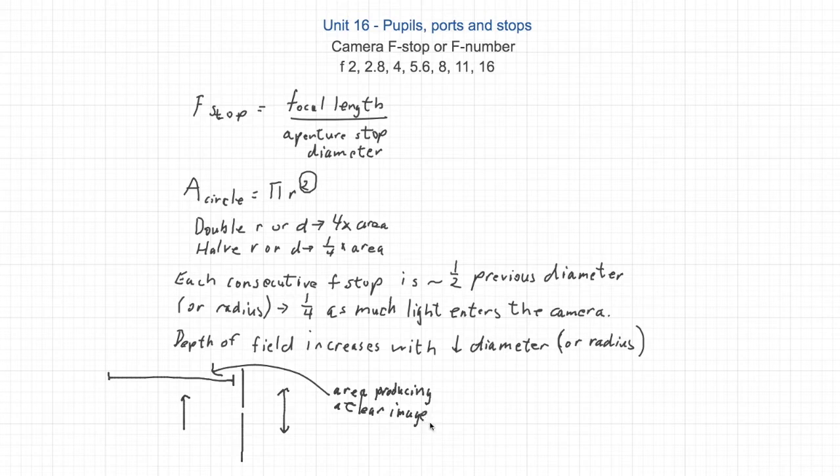And the opposite happens when you have a very large aperture. Taking a photo of this arrow target, maybe a couple inches in front and a couple inches behind the target will be in focus, and everything else will be blurry. That's a small depth of field.